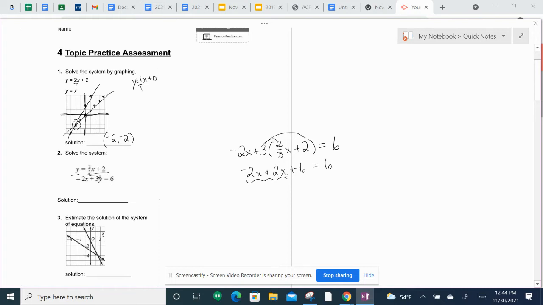When I combine my like terms, something interesting happens. Negative 2x and 2x is eliminated, and I'm left with 6 is equal to 6. Now, guys, when I eliminate my variable, that means one of two things is happening. It's either no solution or infinitely many solutions. And when I look at this one, 6 equals 6 does make sense. So that's infinitely many solutions.